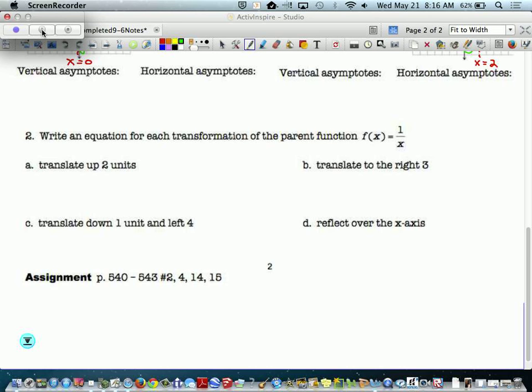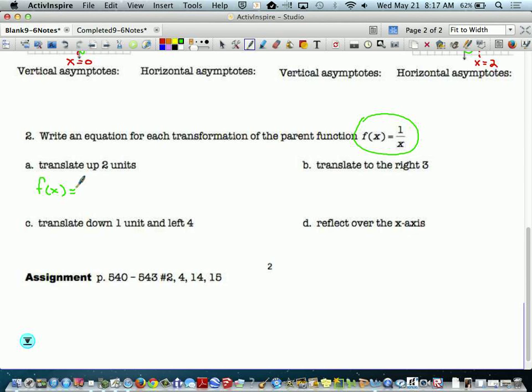So write an equation for each transformation of the parent function. So we're starting with this. If I tell you to translate it up 2 units, Jasmine, what would we do? Up 2 units. Does it affect the bottom or does it affect what's at the end of the function? Going up or down? It's at the end. So it's gonna look like 1 over x plus 2.